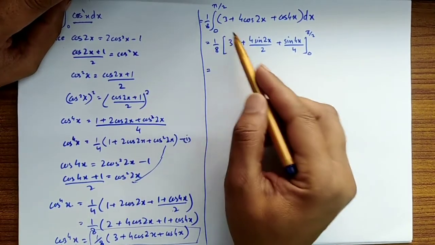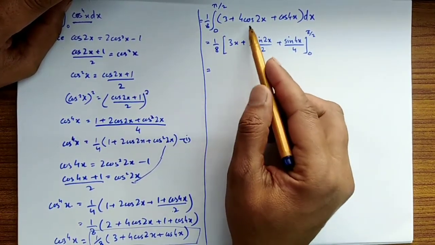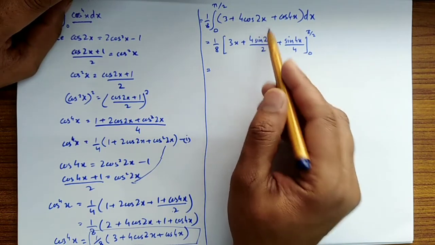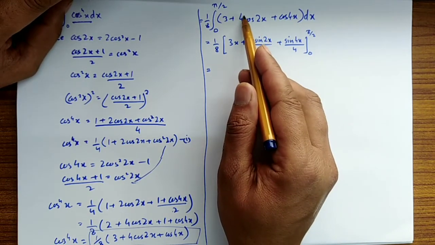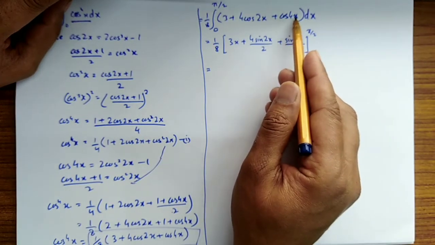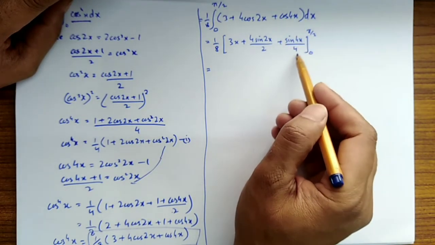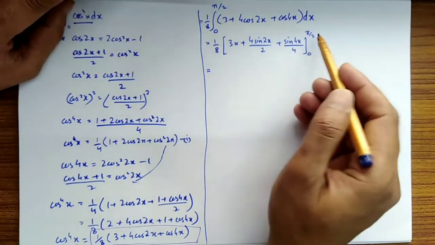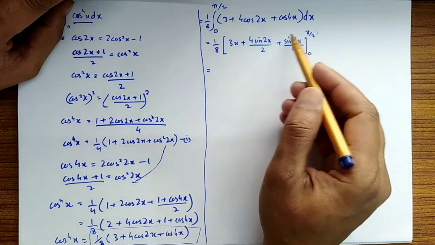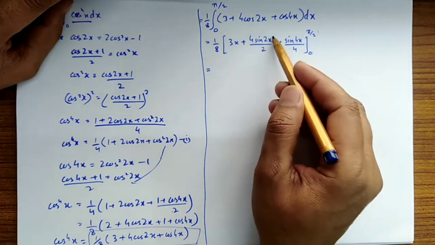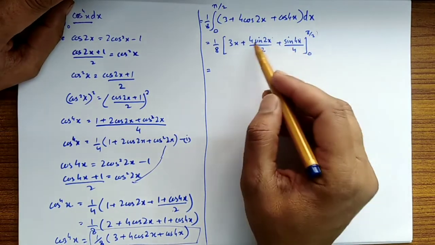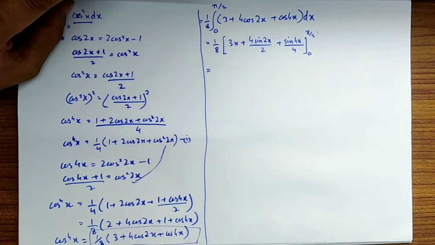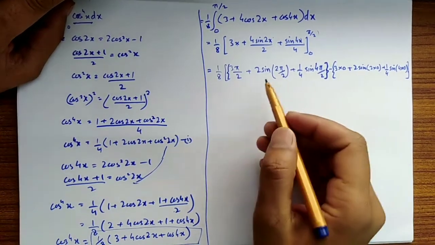So now applying this integral individually on each part, I have applied the integral on each part. 3 becomes 3x and 4 cos 2x gives us sine 2x upon 2. We have taken 4 as outside. For cos 4x, that gives us sine 4x upon 4. These are the simple steps we have done in the previous solutions. Now using this upper limit in place of x here, here and here, minus using 0 in place of x, x and x, we get this step.